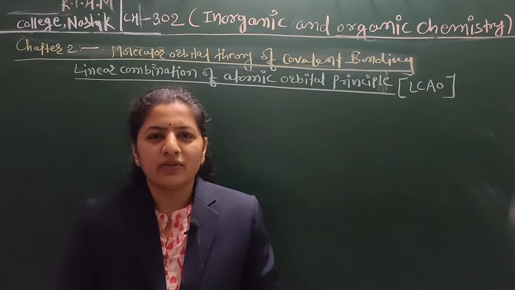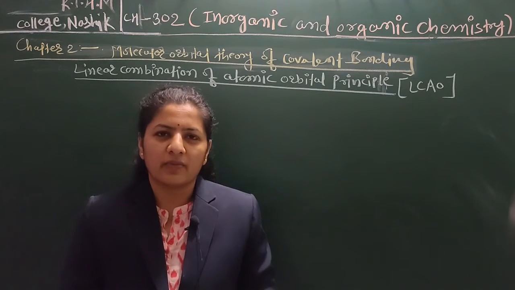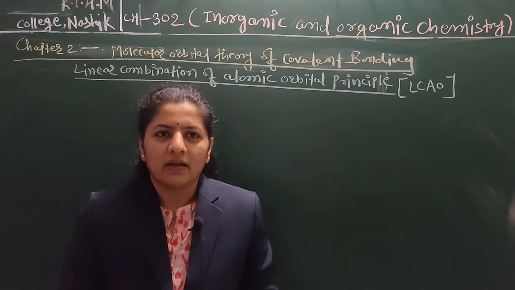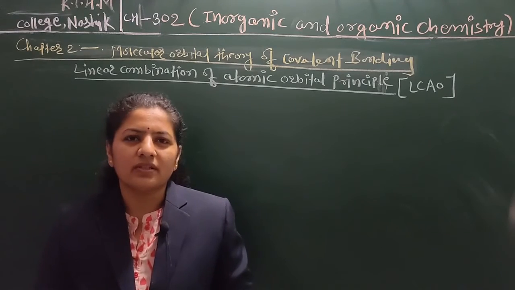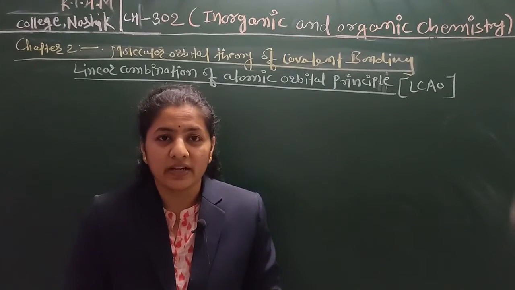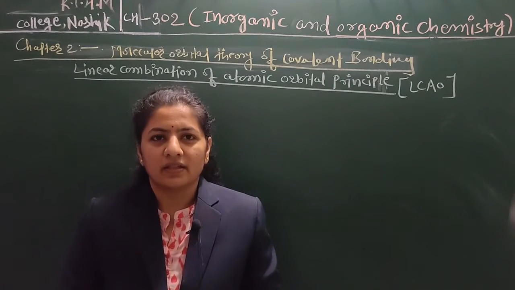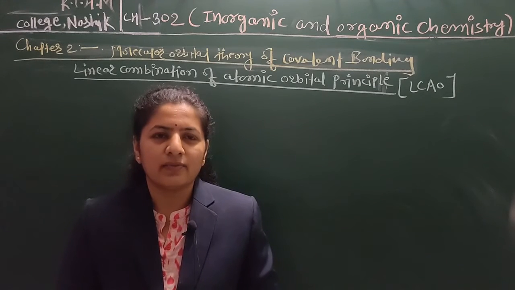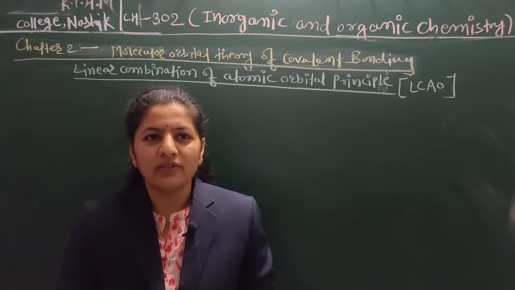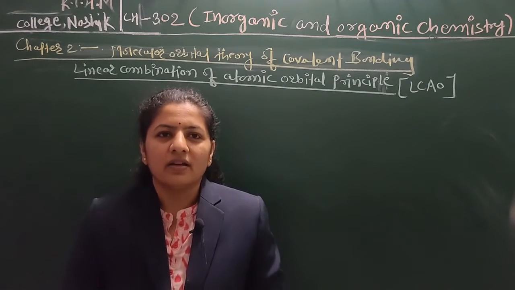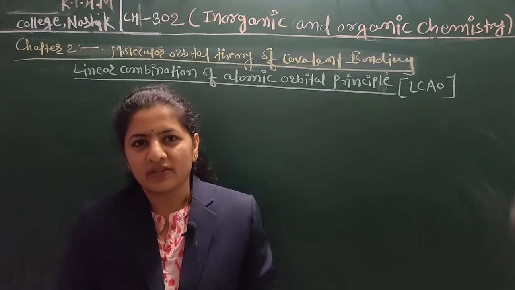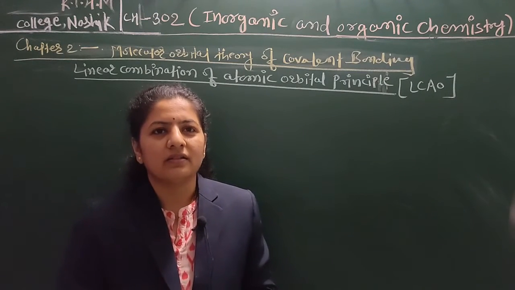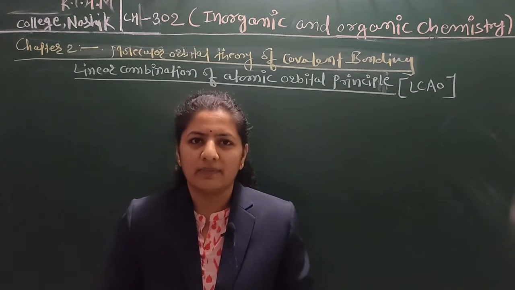In this lecture, we are going to discuss the linear combination of atomic orbital principle. We are also going to discuss what is gerade and ungerade. There are various terms, that is bonding, non-bonding and anti-bonding. These terms are related with some mathematical expressions. Now, let's discuss the linear combination of atomic orbital principle.